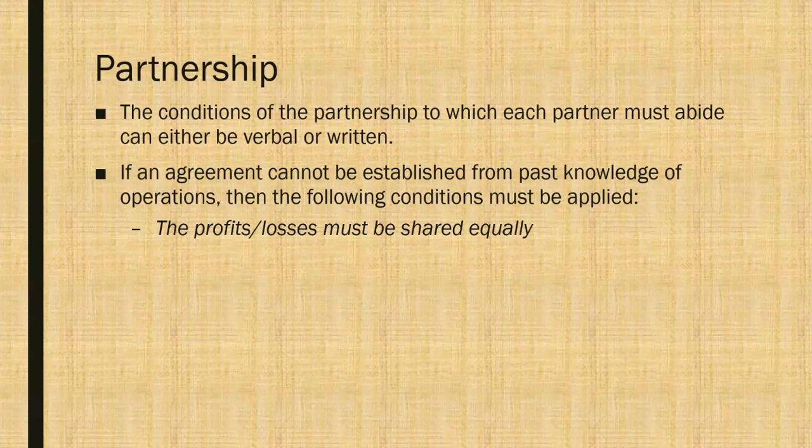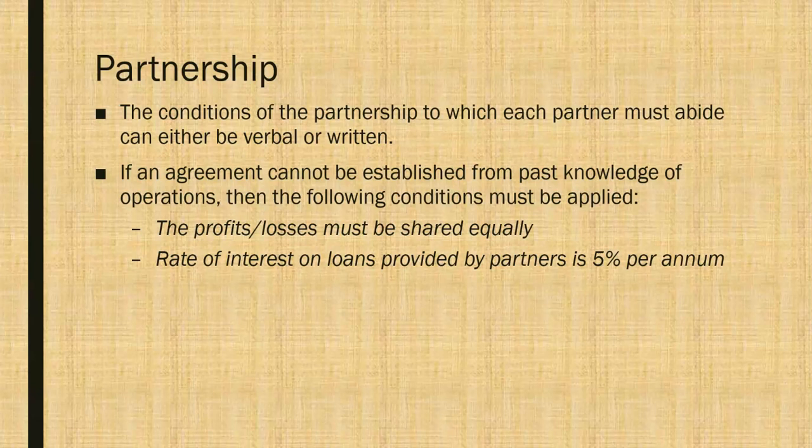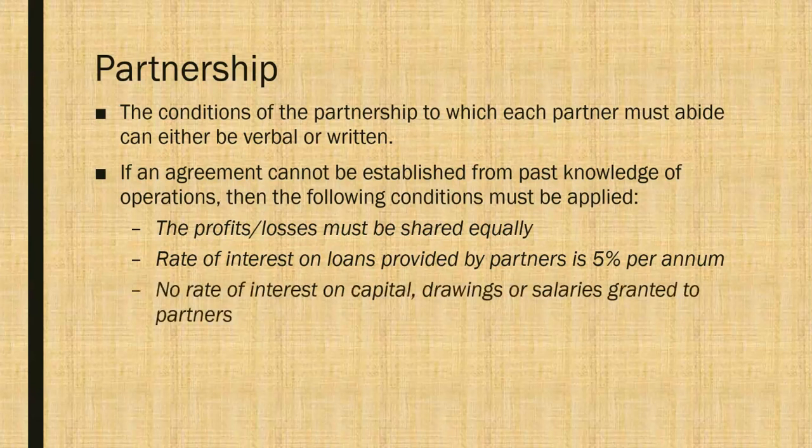The profits or losses must be shared among the partners equally. The rate of interest on loans provided by partners is 5% per annum. And these things are based on the Partnership Act of 1890. So the Act of 1890 states that in the absence of an agreement, profits or losses must be shared among the partners equally. The rate of interest on loans provided by the partner must be 5% per annum.